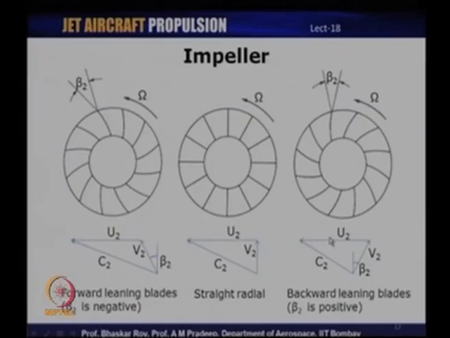So, these are the three different types of impeller geometries or designs which are possible, and as I said, these are the two which are commonly used: straight radial and backward leaning blades. Forward leaning blades are inherently unstable, and therefore, these blades are not used, whereas the other two are the ones which are preferred. Radial blades are easier to design, but backward leaning blades perform better in terms of efficiency, and therefore, some of the modern day centrifugal impellers have backward leaning blades.